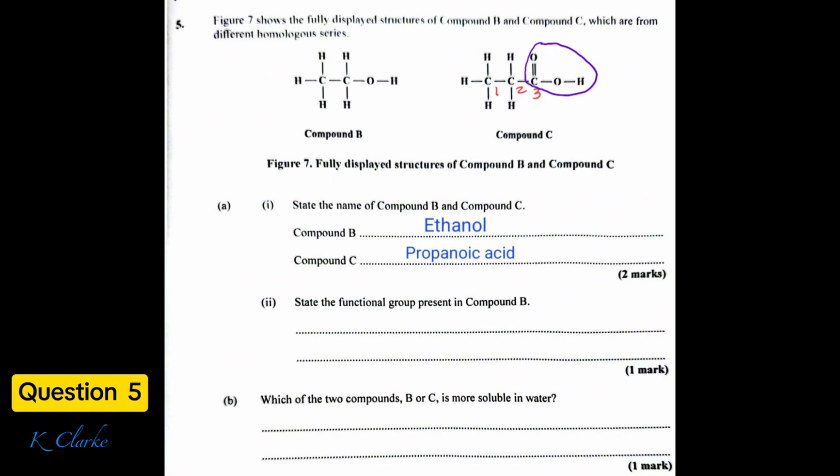Part 2. State the functional group present in compound B. There is an OH, so this is a hydroxyl group.